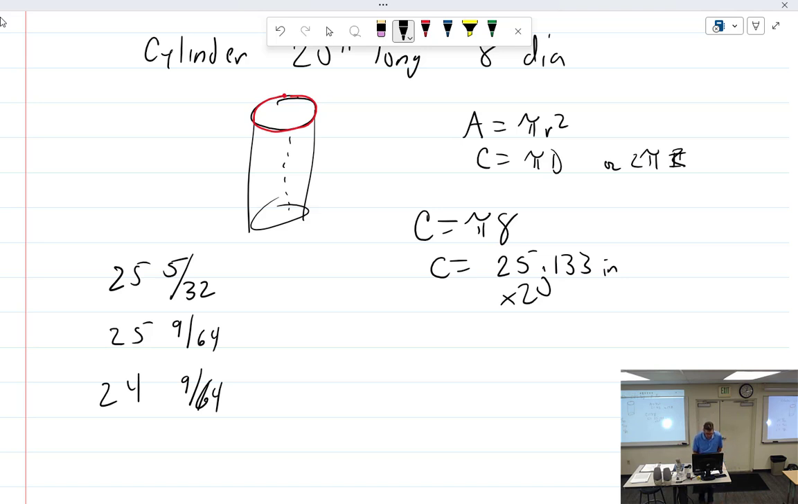So let me see. Which one would be the closest? Well, that kind of sucks. All the answers are fractions. Convert 25.13 to a fraction that is either in 64ths or 32nds. So we're going to convert this to either 64ths or 32nds.